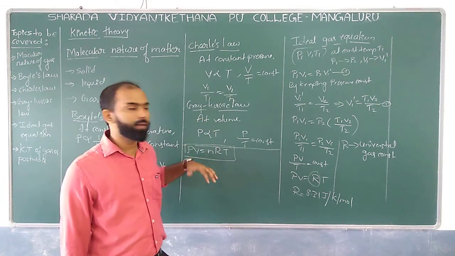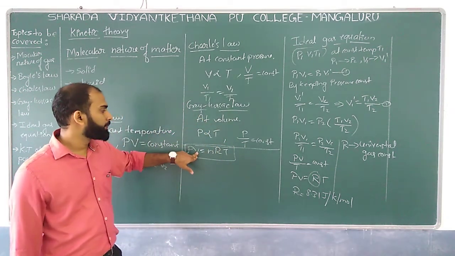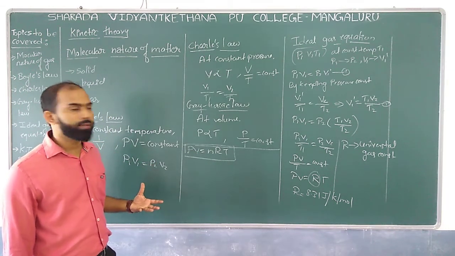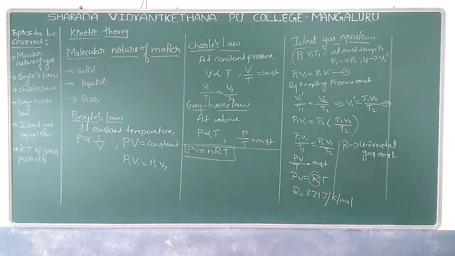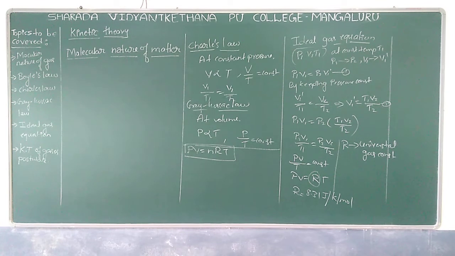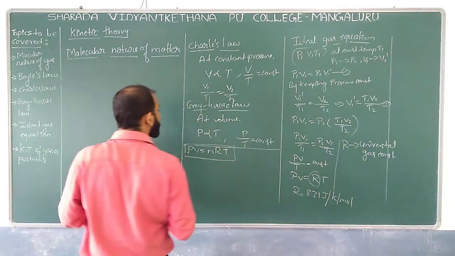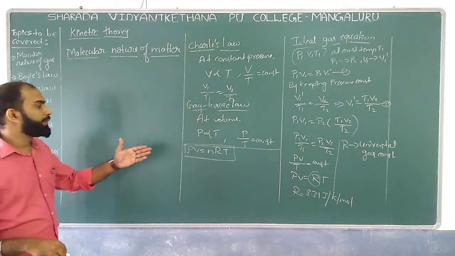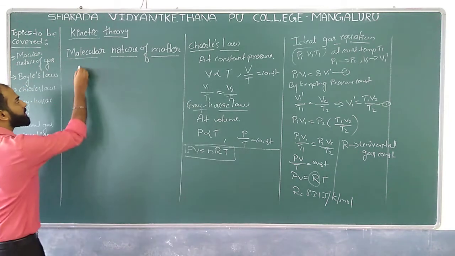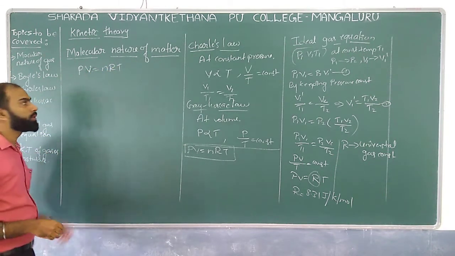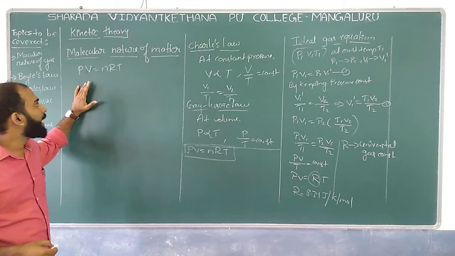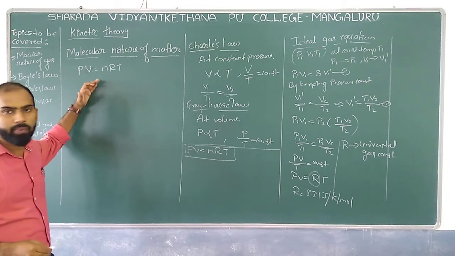And one more thing we can expect, that this n can be replaced. If I continue this equation, PV is equal to nRT, let us write PV is equal to n into R into T, where P is the pressure, V is the volume, n is the number of moles, R is the universal gas constant, and T is the temperature.